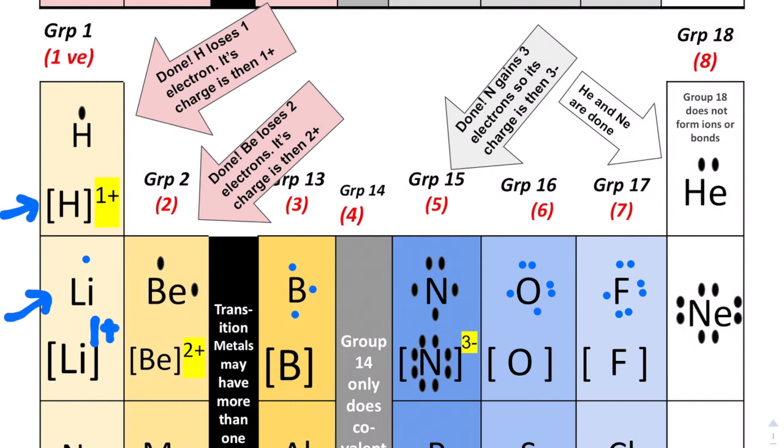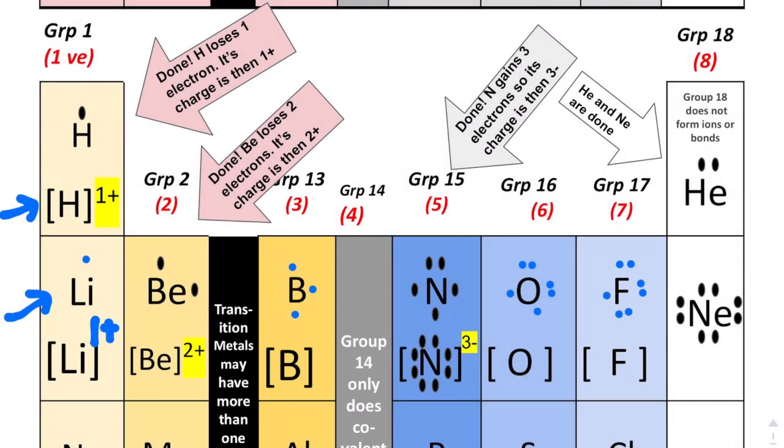Looking at the next one over, Be, it has 2 valence electrons. So it would either lose those and then the level underneath is full, so it would be stable, or it would have to gain 6 to get to 8. So losing 2 is easier than gaining 6. So I'm going to leave the Be in the bracket with no dots. 2 electrons were lost, 2 plus. So that one is done for me. Why don't you pause here and try B, and then when you turn it back on, I'll show you.